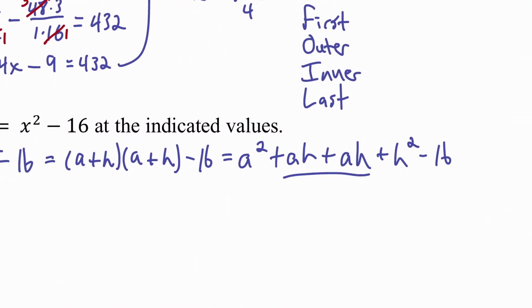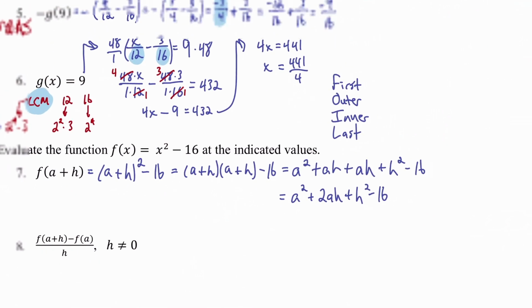So I now have some like terms. I have two terms with the same variables present. These two are different because not both of them have an h and not both have a squared copy of a. And these two are not the same because they don't both have an a at all, and they don't both have a squared copy of h. Whereas these two are exactly the same. They're each one copy of a times h, so we're going to have 2ah as a result. So a squared plus 2ah plus h squared minus 16, okay? So that's that first part, 7.